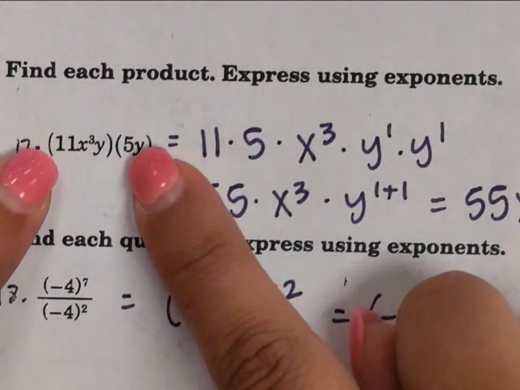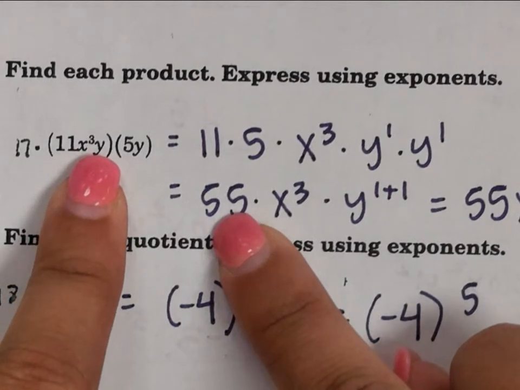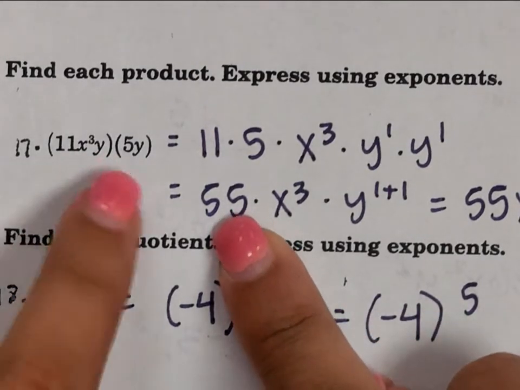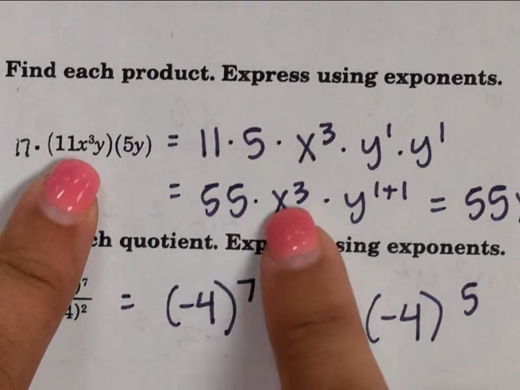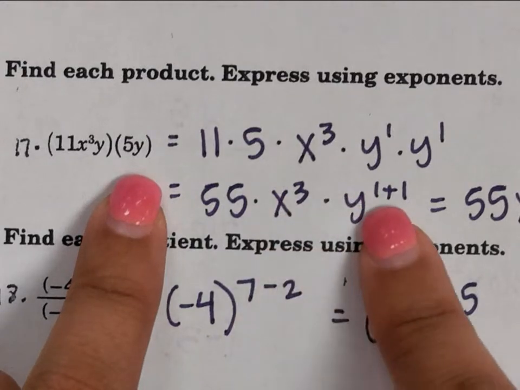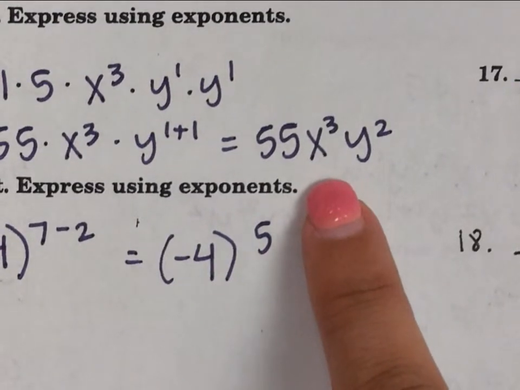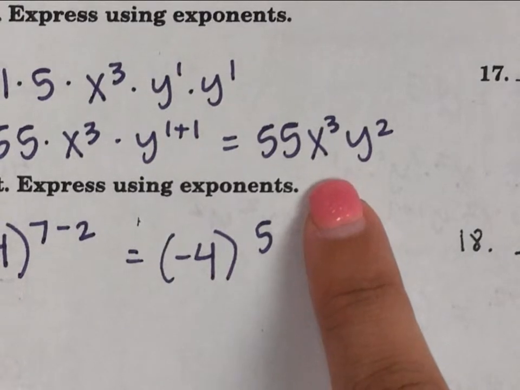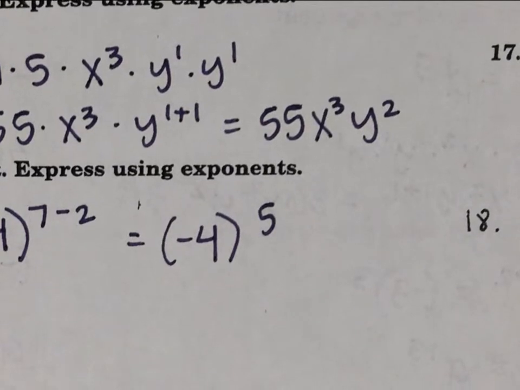So 11 times 5 gives you 55. You've only got one x term. So you can't do anything with that. So that stays x to the third. And then you got two y's. So y to the first times y to the first gives you y to the second. So 55 x cubed y squared. Good so far? Any questions?